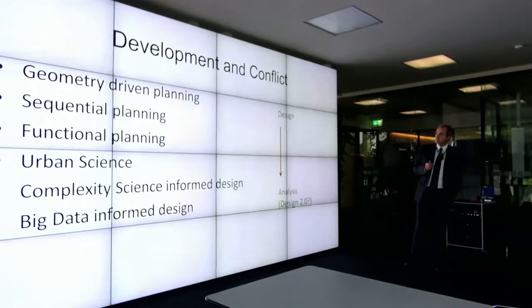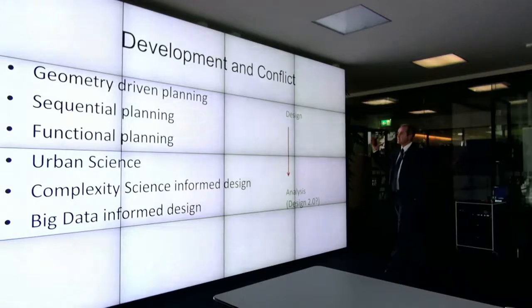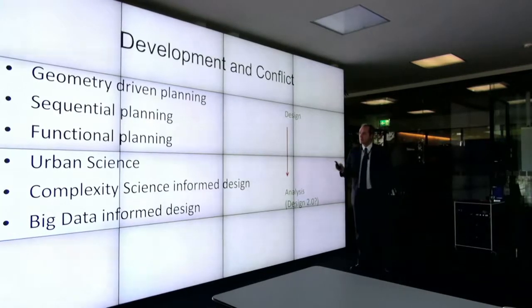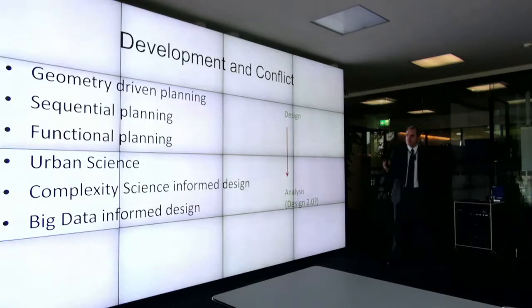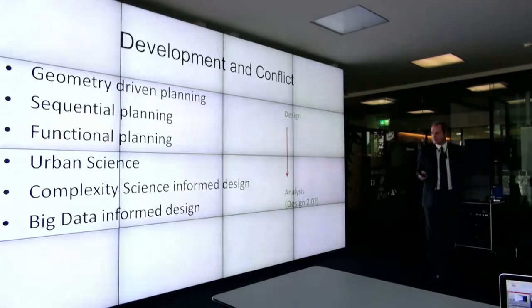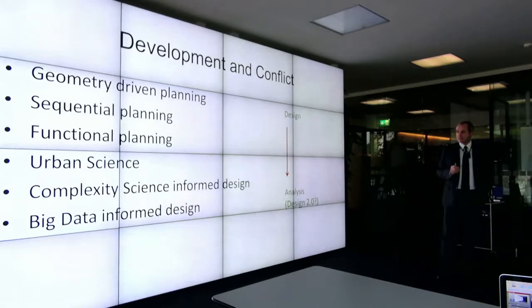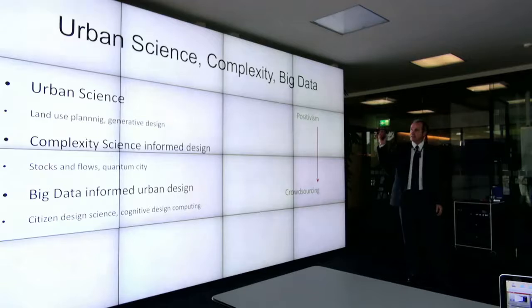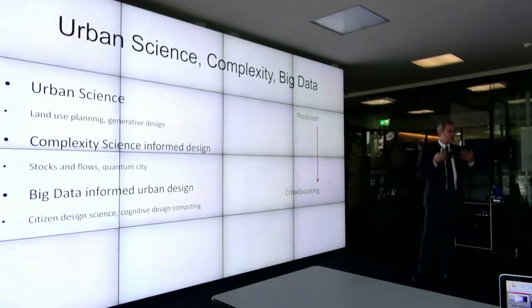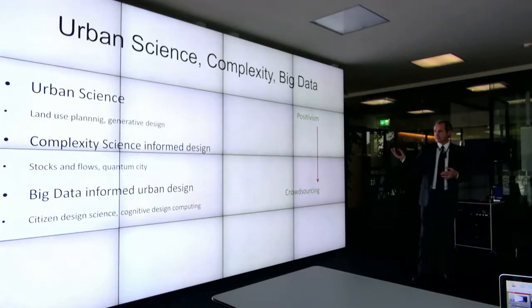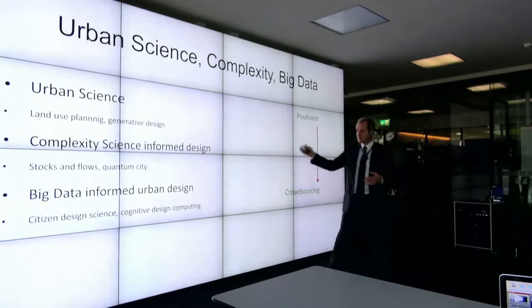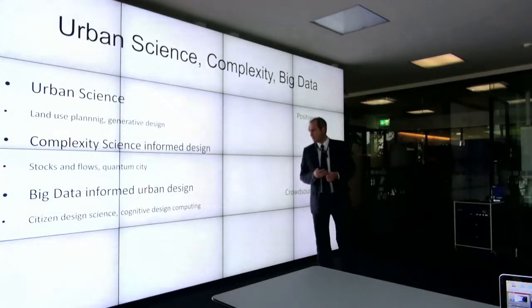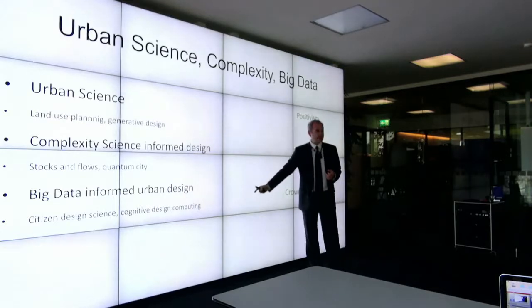Let me finish up. In this course we went through the different developments of cities and buildings, from geometry-driven planning to sequential planning to functional planning to the urban science, if you remember that, to complexity science informed design, to now the newest versions that we just showed you before, big data informed design. And they're connected. The urban science, the complexity, and big data are connected. They're connected through land use planning, generative design, the complexity science informed design through stocks and flows and quantum city observations, then the big data informed urban design through citizen design science and cognitive design computing.